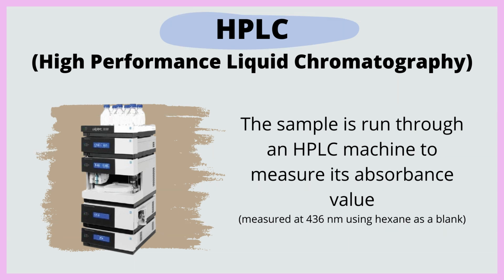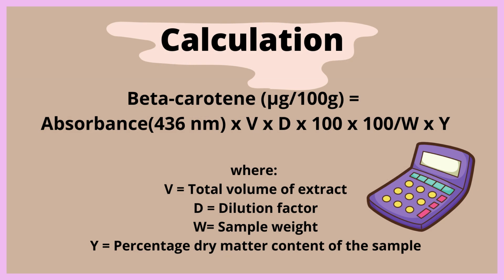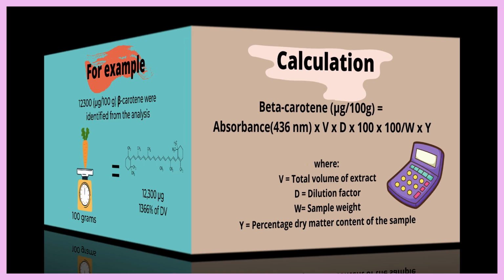This machine can calculate the absorbance value of vitamin in the carrot sample, which can be used to calculate the concentration of vitamin A in the carrot sample. The concentration of beta-carotene in micrograms per 100 gram sample can be determined by calculating the absorbance value of the sample times the total volume of the extract times the dilution factor times 100 times 100 over the sample weight times the percentage of dry matter content of the sample.